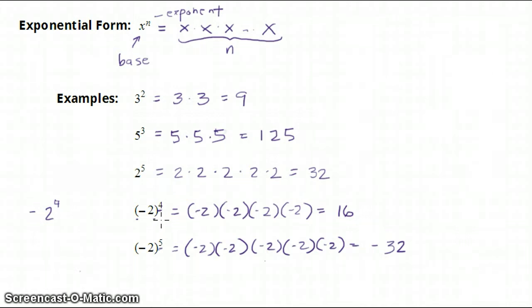So anytime you see an even exponent on a negative number, you're going to get a positive answer. Anytime you see an odd exponent on a negative number, you're going to get a negative answer. So that's it. In the next video, we will look at some other properties involving exponents and products.